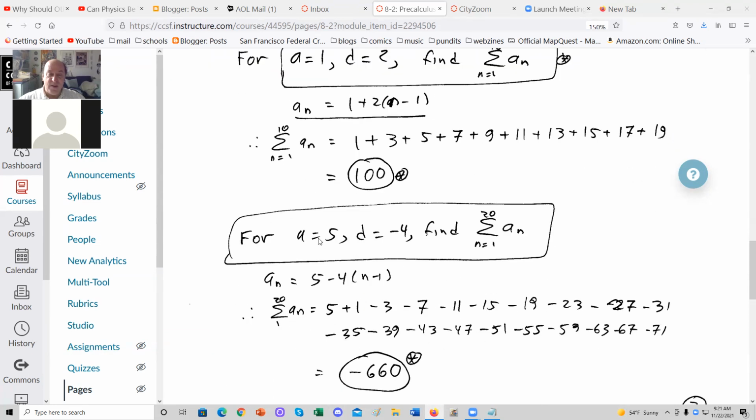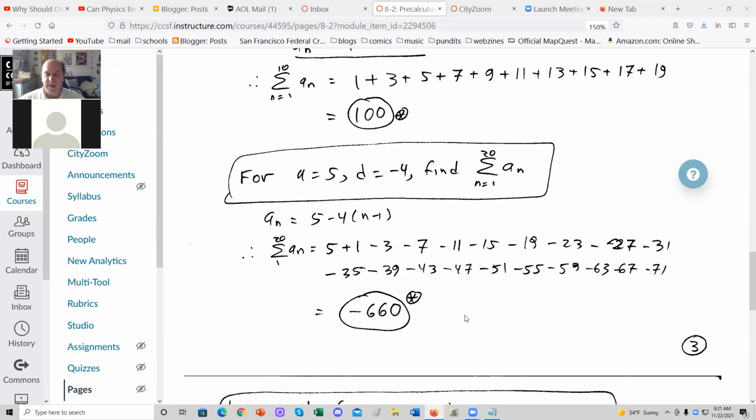So here we have initial term is 5, common difference is -4. What's the sum of the first 20 terms? All right, so I just plug it in. 5, 1, -3, -7, -11, -15, -19, -23, -27, -31, -35, -39, -43, -47, -51, -55, -59, -63, -67, and -71. If you add them all up, you get -660.